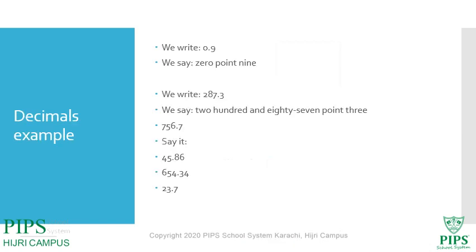How will we say decimal values? Yes, we know how we write. When we are writing it, it's 0.9. And similarly, we will say 287.3. Okay, so this is how we will write the decimal values as well as say the decimal values.